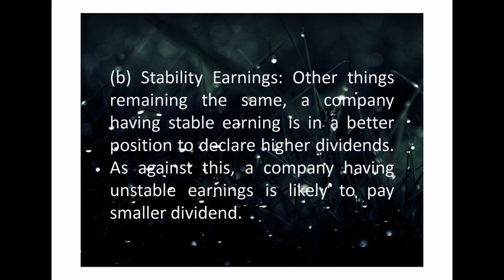The second one is stability of earnings. The earning is not stable most of the time. Other things remaining the same, the company having stable earnings is in a better position to declare higher dividend. As against this, a company having unstable earnings is likely to pay smaller dividend.